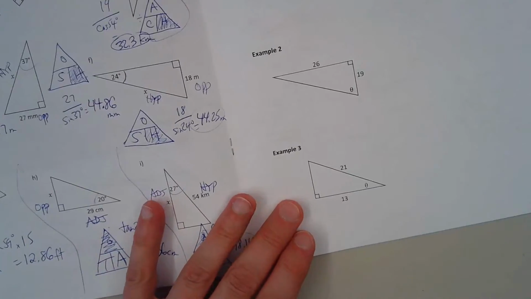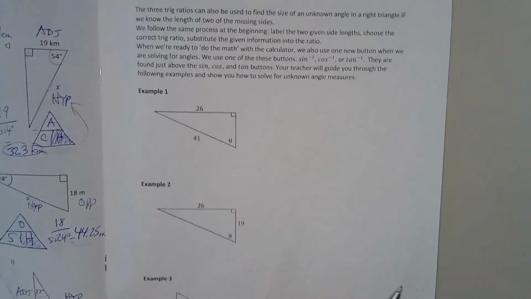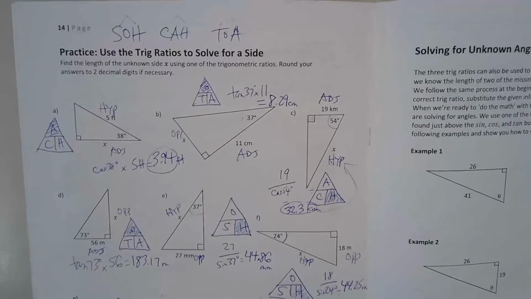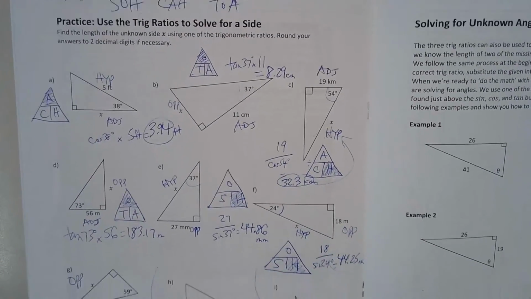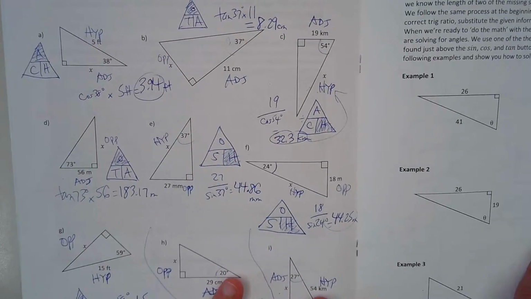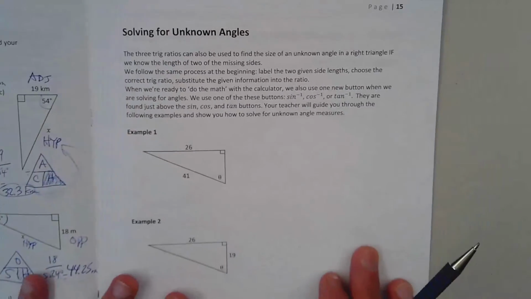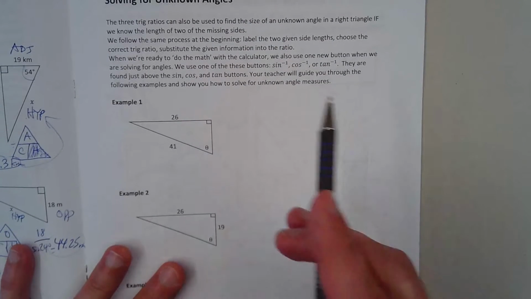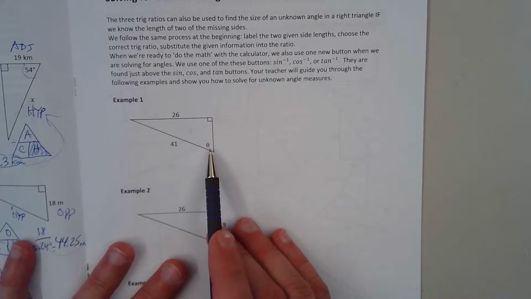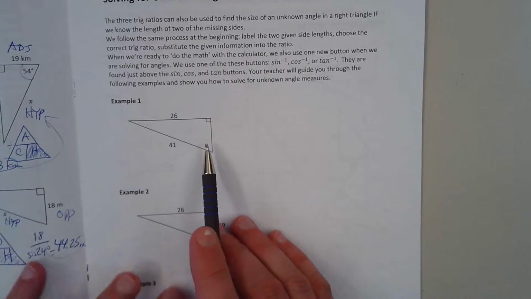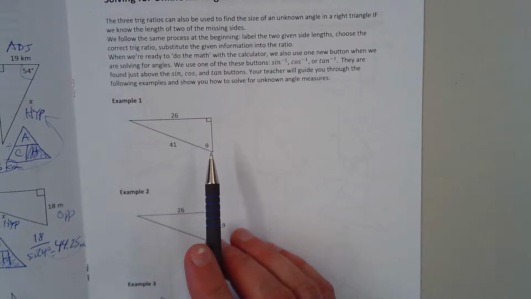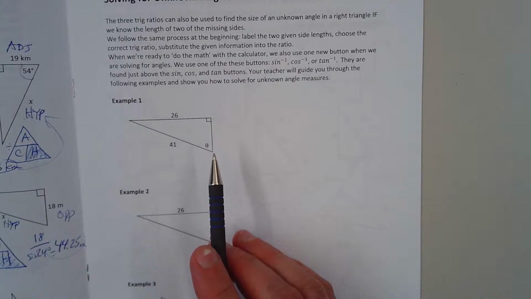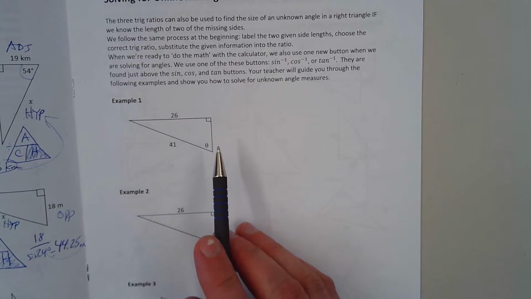Okay, so in the booklet, we finished this page here, which was page 14, and that was finding missing sides. The work is the same if you're trying to find a missing angle. Like, notice here I don't know the angle, it's that theta symbol. The work is the same, except that you have one extra thing you have to do at the end. And I'll show you how to do it.